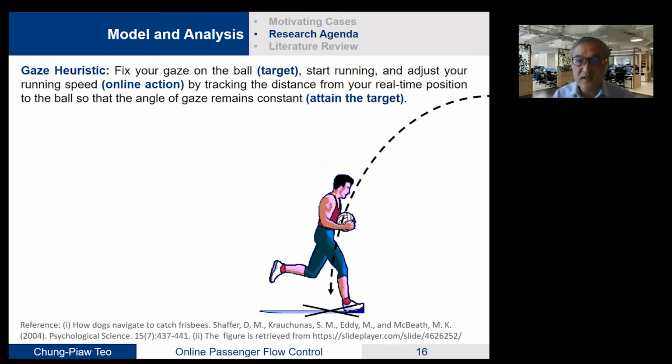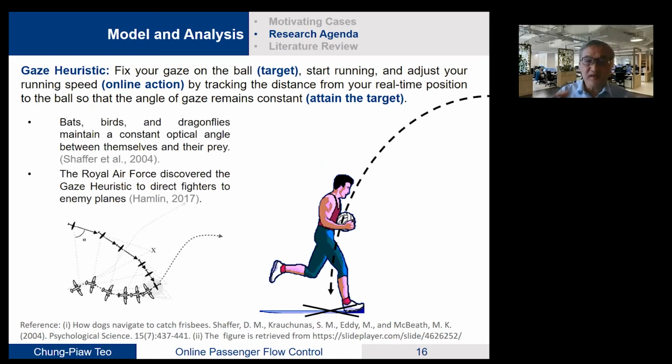So this is a heuristic used not only by humans, but also by birds, by animals to catch their prey in motion. In fact, according to this paper, the missile used by the Air Force also uses the gaze heuristic to try to bomb a moving target. And this heuristic was proven to be very effective during World War II, when the Royal Air Force uncovered this heuristic to catch enemy planes. So the gazing heuristic has been used in many interesting settings.